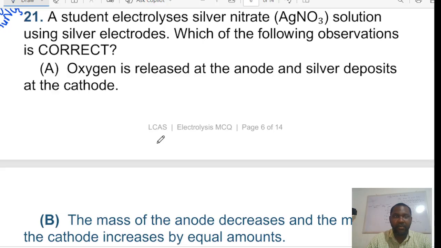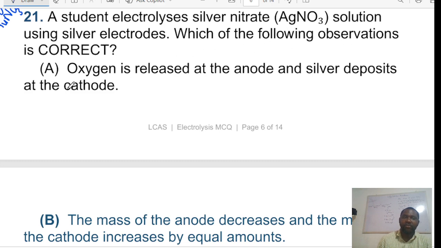So it reads: a student electrolyzes silver nitrate, AgNO3, solution using silver electrodes. Which of the following observations is correct?